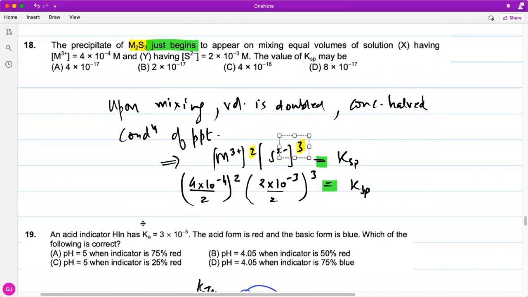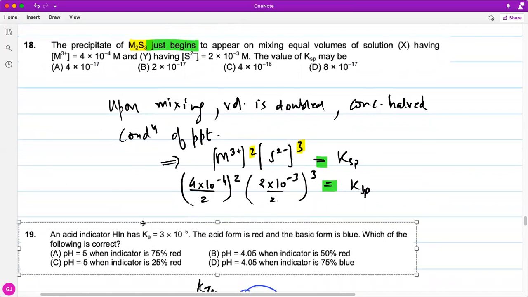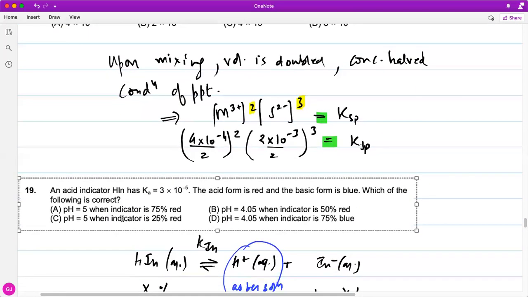The 19th question is a slightly tricky question, because we haven't done much about indicators apart from understanding how they work and remembering some of their names and their colors. How an indicator is going to work in this question, you can simply understand that the indicator also establishes its own equilibrium with the other species present in the solution. So the H plus concentration in this equilibrium is going to be common with the entire solution.